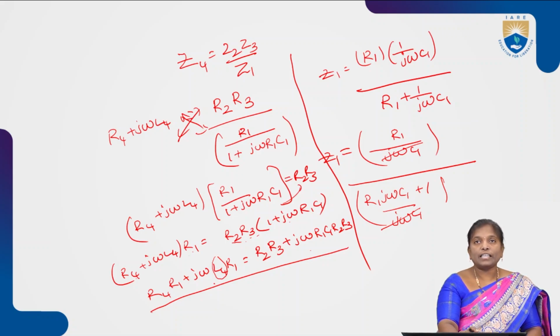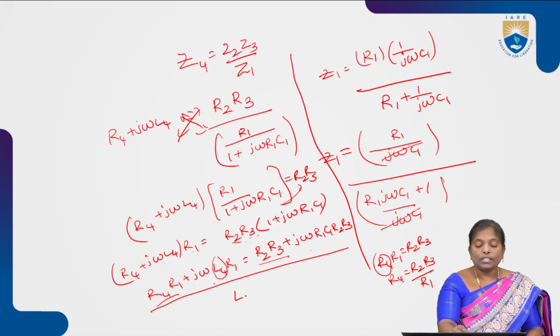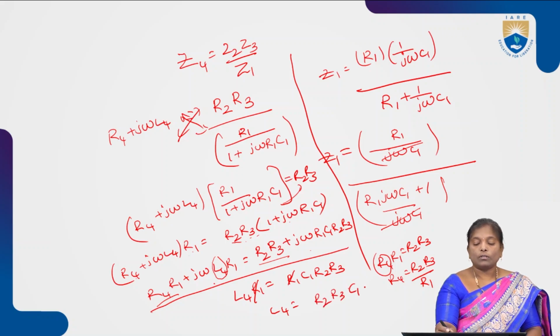So by comparing real and imaginary terms on both sides, if you compare the real terms on both sides, we have R4 R1 equal to R2 R3. From this, R4 equal to R2 R3 by R1. Similarly, by comparing imaginary terms on both sides, we have L4 into R1 equal to R1 C1 R2 R3. R1 gets cancelled. Finally, L4 equal to R2 R3 into C1.